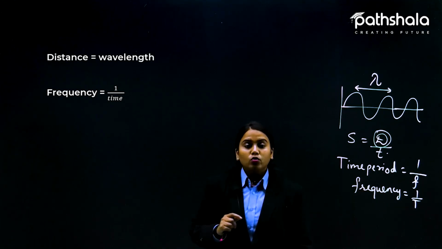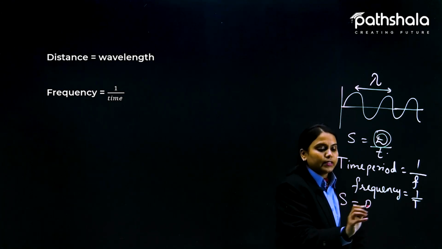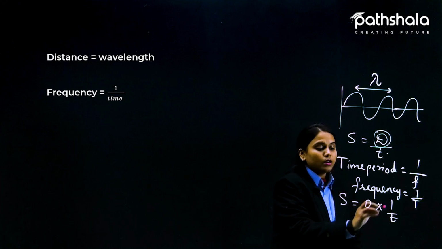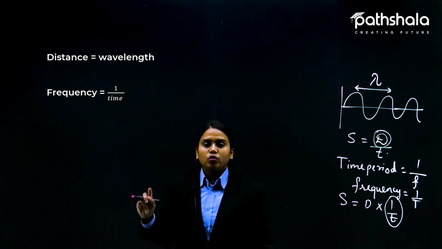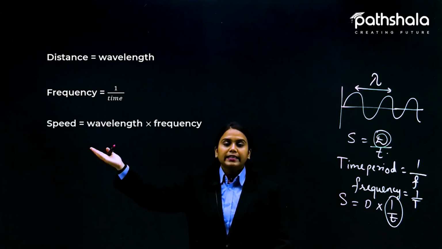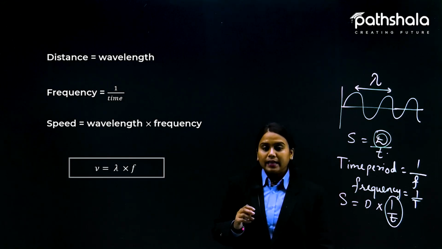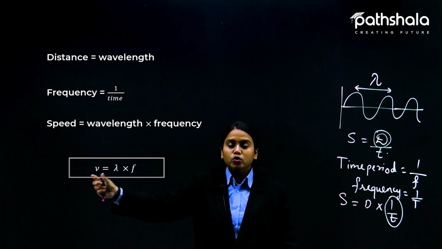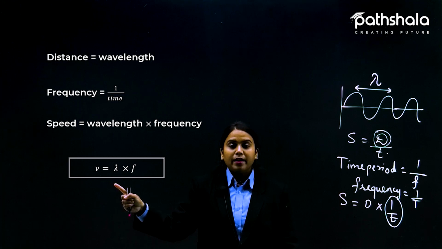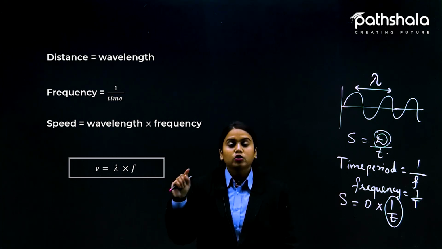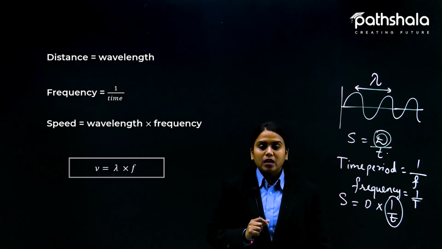Now you know that speed is equal to distance upon time. So speed will be distance multiplied by 1 upon time. Here this 1 upon time now becomes frequency. So what do we get? We get speed is equal to wavelength multiplied by frequency. Speed or velocity we indicate with the symbol v, wavelength is lambda and frequency is f. So this is the general formula that is used in solving questions and answers.